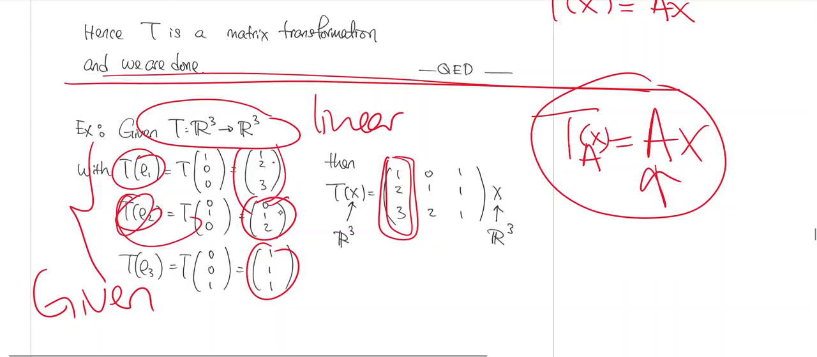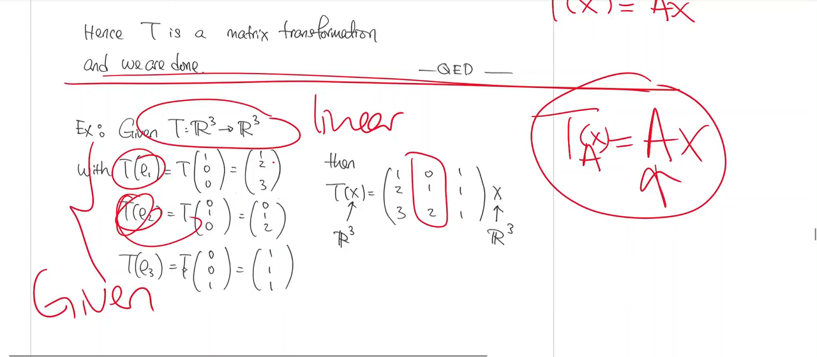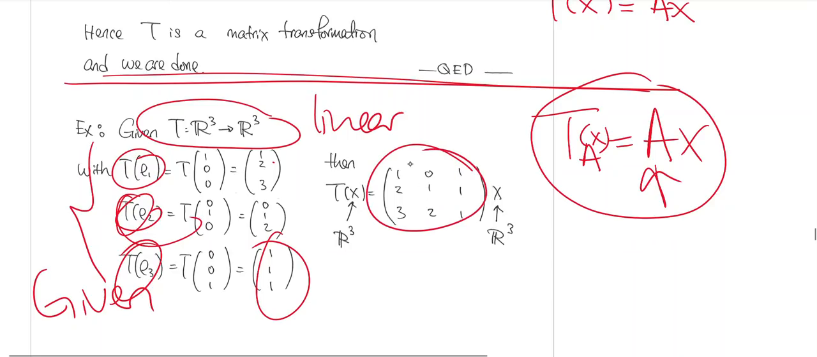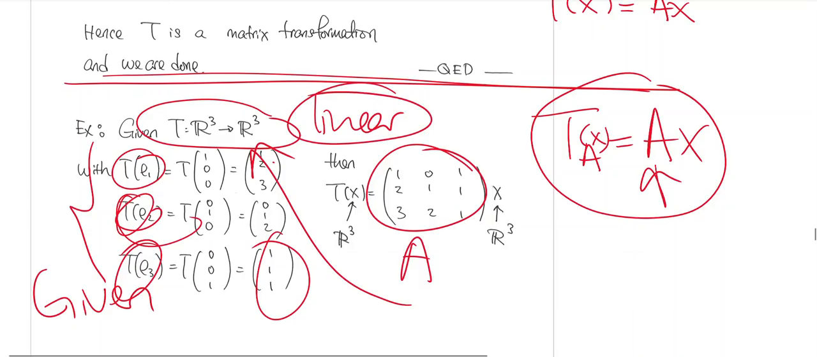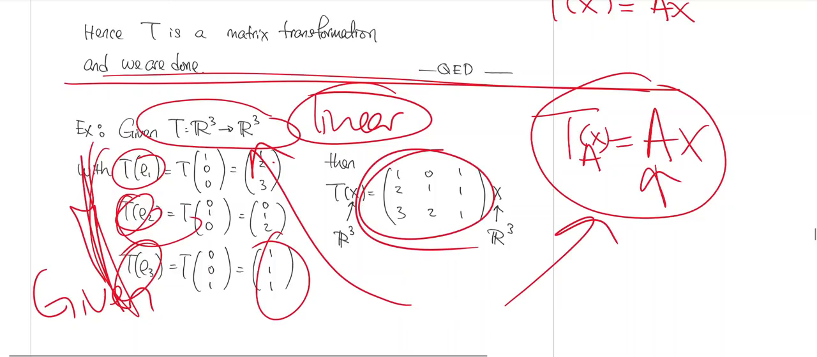TE2 is 0, 1, 2. Drop the brackets. Just put here 0, 1, 2. And then TE3 is 1, 1, 1. Just put it right here. Then this is the matrix A for that linear transformation. So given T linear with this information, we know that it is actually a matrix transformation, and that matrix, which is sometimes also referred to as the standard matrix, is this. That's what the theorem says.